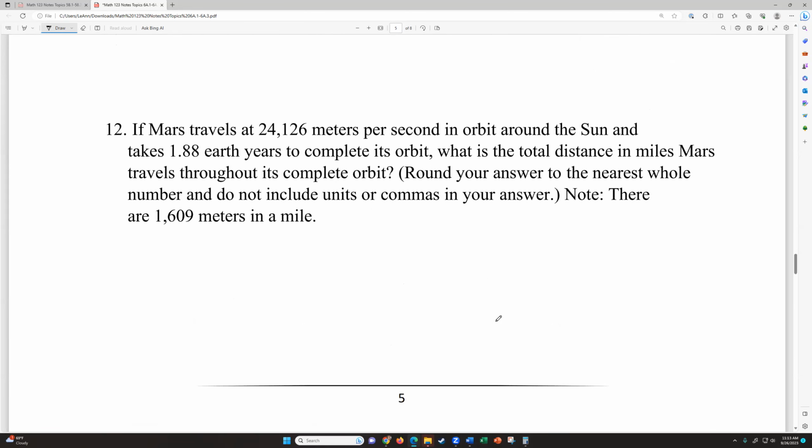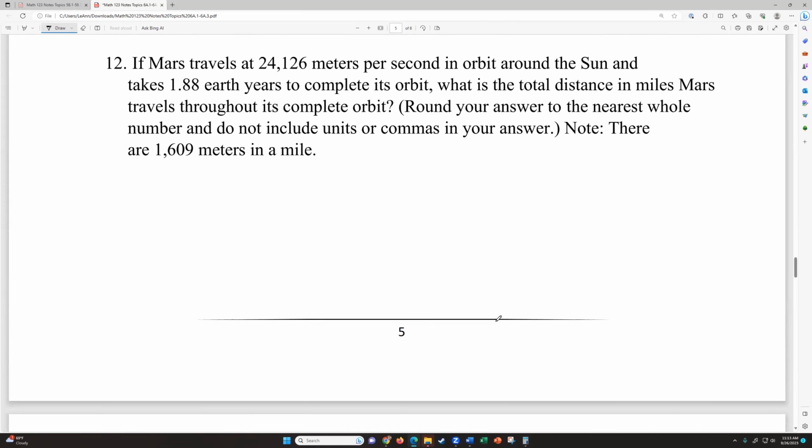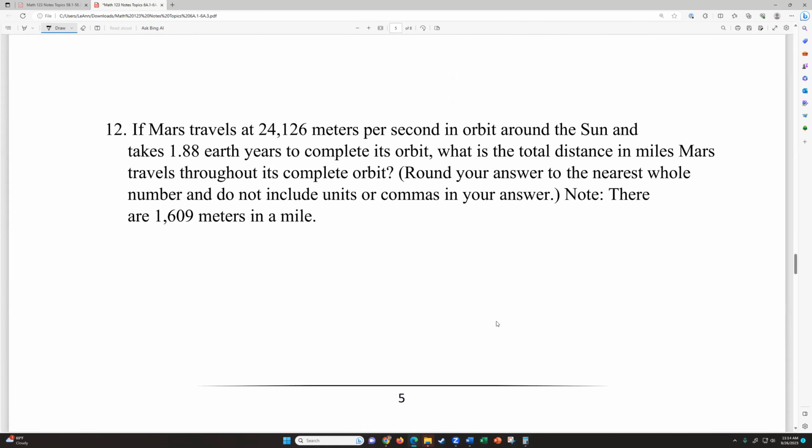Okay, so let's look at this last one because we're going to pick up with the area ones in class next time. So if Mars travels at 24,126 meters per second in orbit around the sun and takes 1.88 Earth years to complete its orbit, what is the total distance in miles that Mars travels throughout its orbit? Round our answer to the nearest whole. Do not include units or commas in our answer. There are 1,609 meters in a mile.